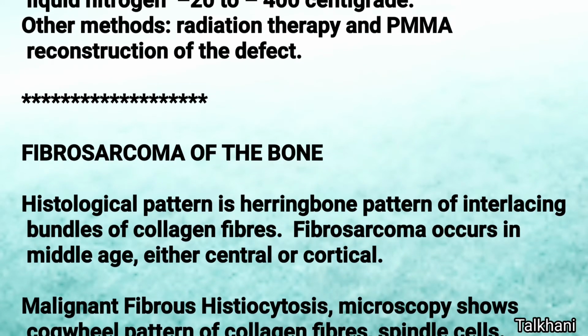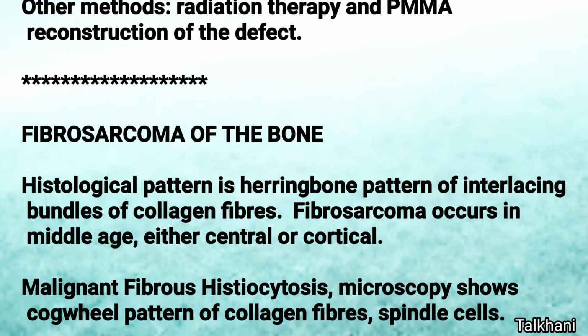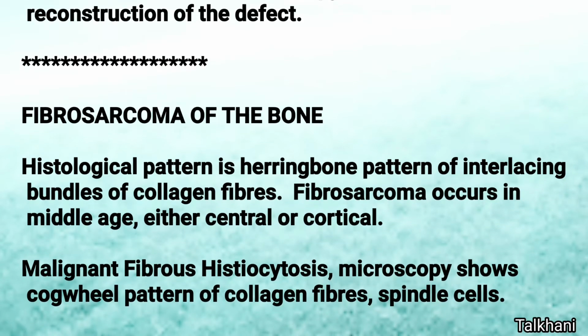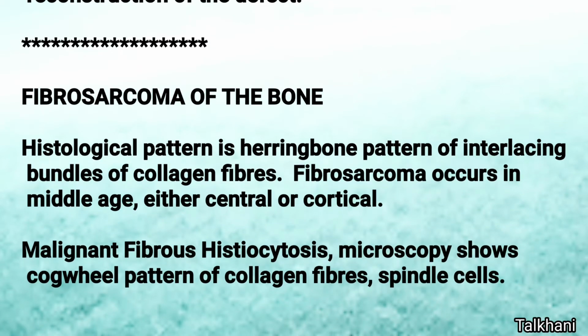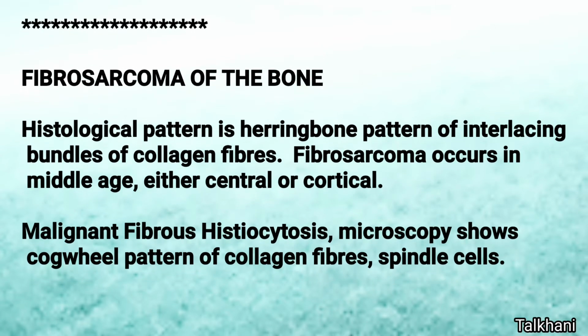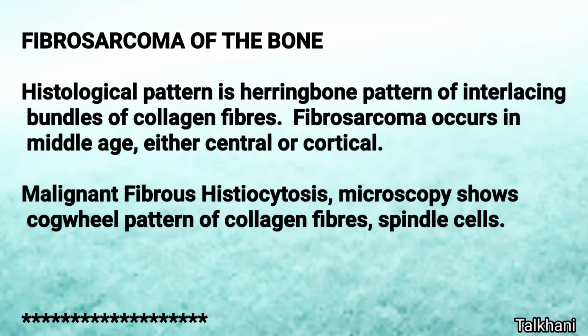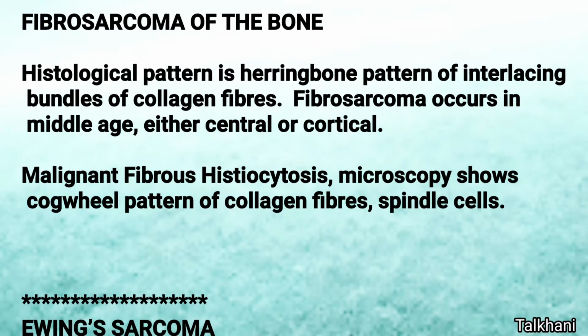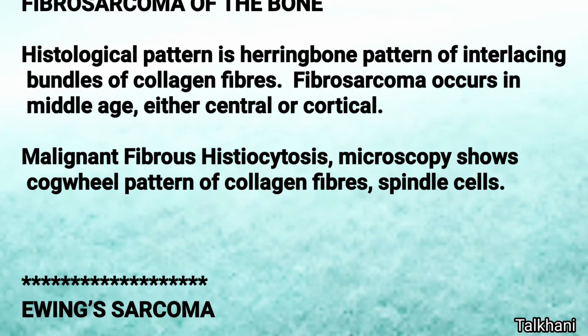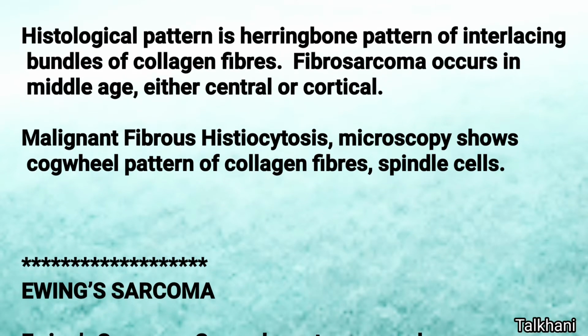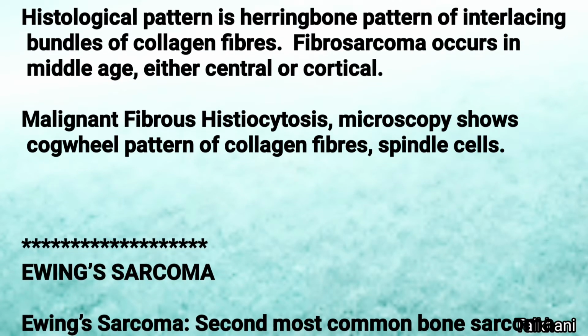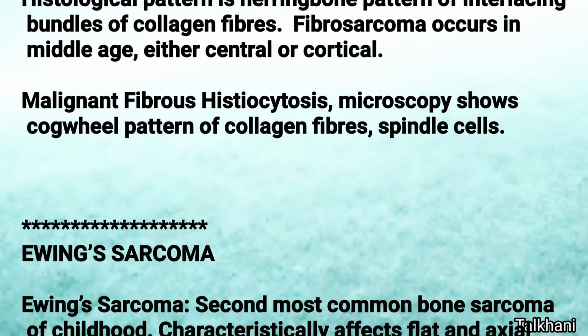Fibrosarcoma of the bone. Histological pattern is herringbone pattern of interlacing bundles of collagen fibers. Fibrosarcoma occurs in middle age and can either be central or cortical. Microscopy of malignant fibrous histiocytoma shows a cogwheel pattern of collagen fibers.